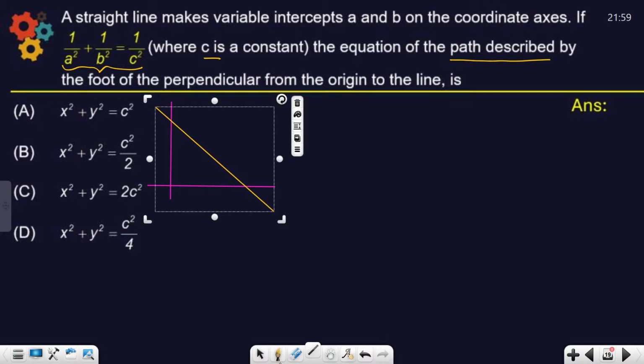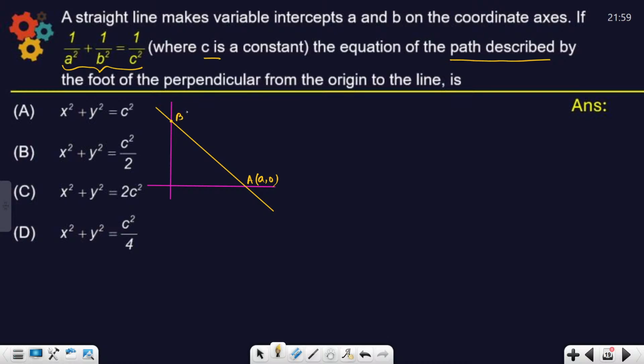This is the line. And what they have said? They have said intercepts A and B on the coordinate axis. Let us say this point is A, which is (a, 0). And this point is B, which is (0, b). This they have given. And they have given us a condition: 1 over a square plus 1 over b square is 1 over c square. The equation of the path described by the foot of the perpendicular drawn from the origin to this line. That is, we have to find out actually the locus of this point.